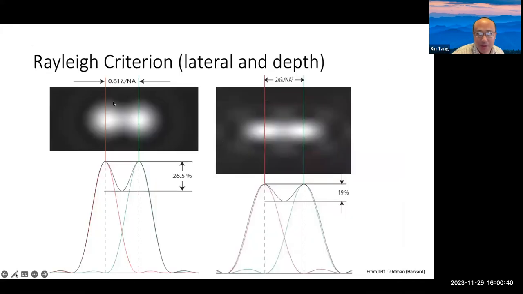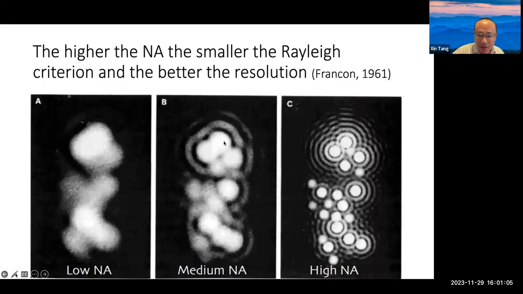Let's follow this equation. Because your NA becomes lower, then lambda divided by NA, right? NA is in the denominator. Lower this number, and this distance becomes larger, right? Then the critical length I can tell becomes larger. That means your resolution becomes worse. Then you get this kind of image.